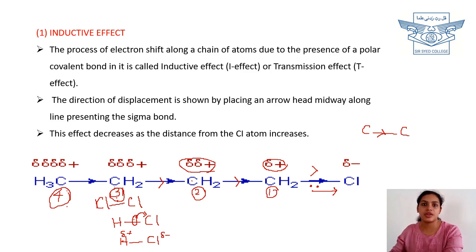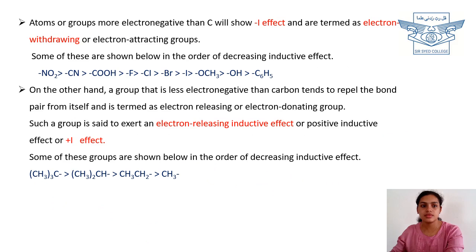This is about the inductive effect, and now there are two types of inductive effect, which are plus I and minus I effect. So atoms or groups which are more electronegative than carbon will show a minus I effect, or electron withdrawing inductive effect, that you have seen in our previous example. In that case the chlorine atom is attracting or pulling the electrons towards itself. So that's a minus I effect.